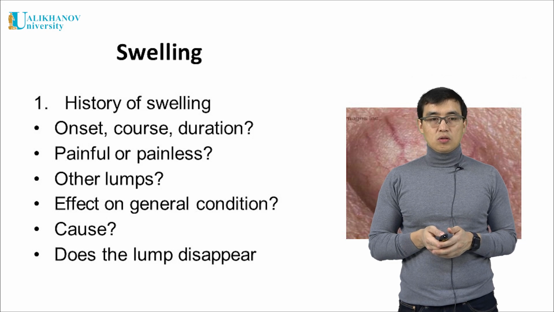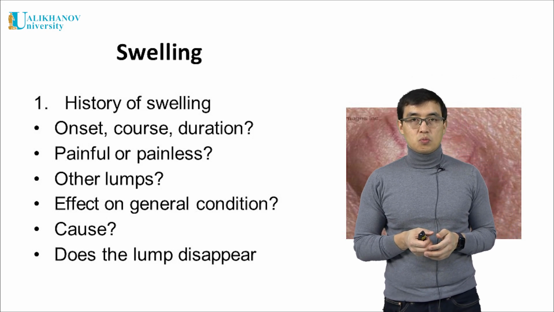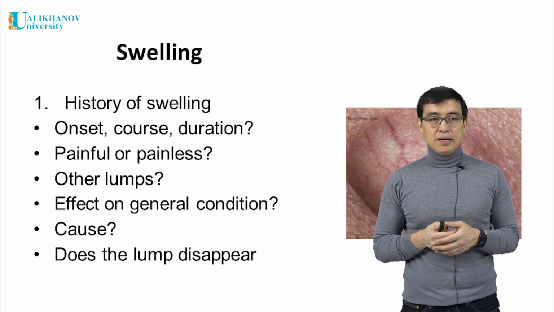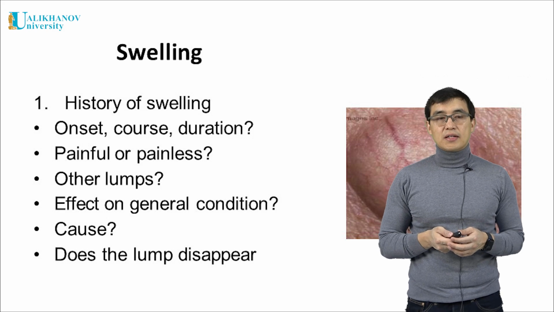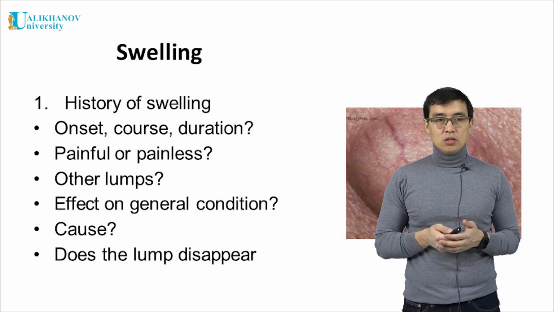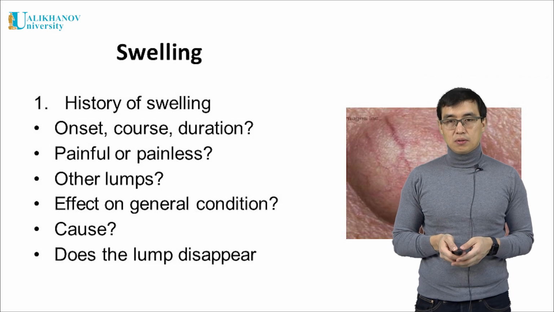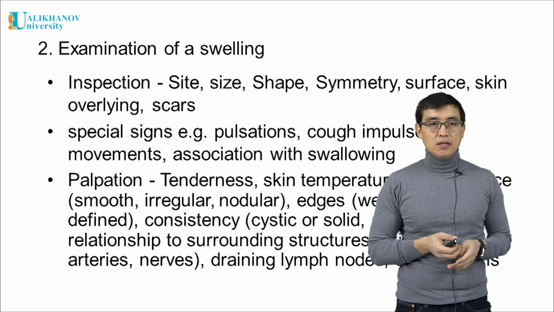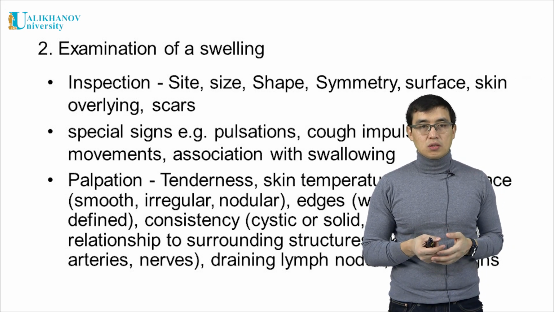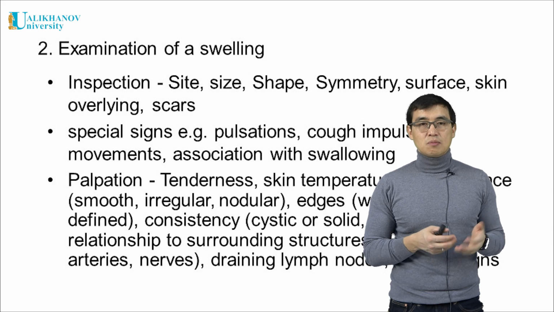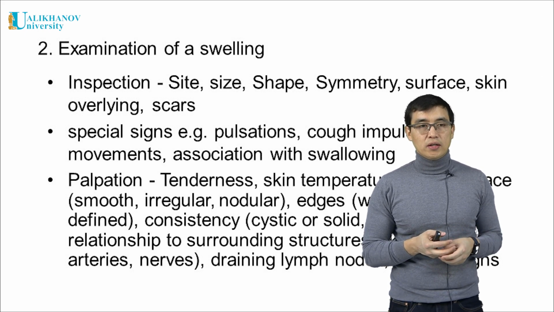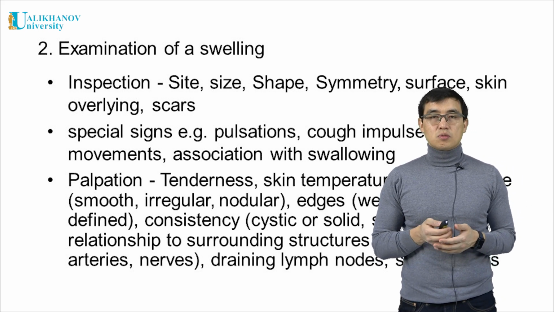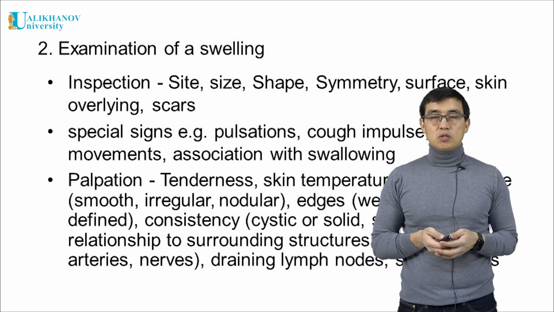Swelling is also important. History of swelling: where is its onset, the course, duration, painful or painless, other lumps, effects on general condition, cause, does the lump disappear. For examination of swelling, we use inspection. We should measure size, determine shape, whether it is symmetric or not, surface, overlying skin, and scars. Special signs like pulsation, cough impulse, movements associated with swelling.